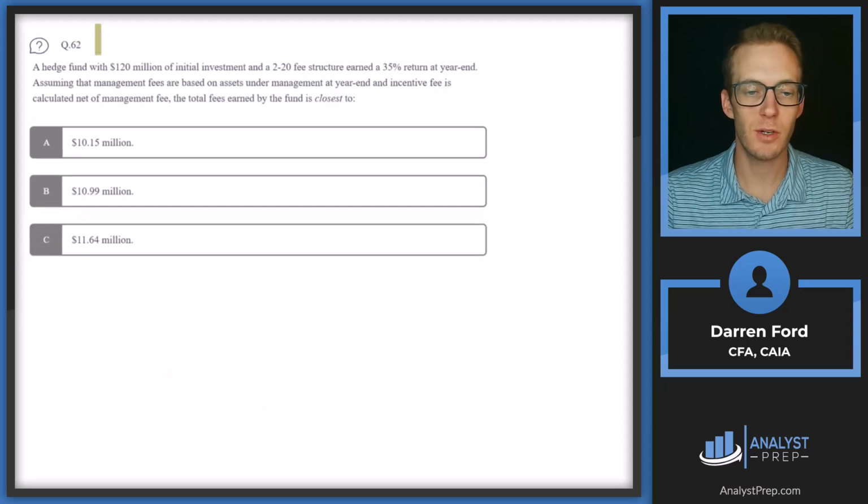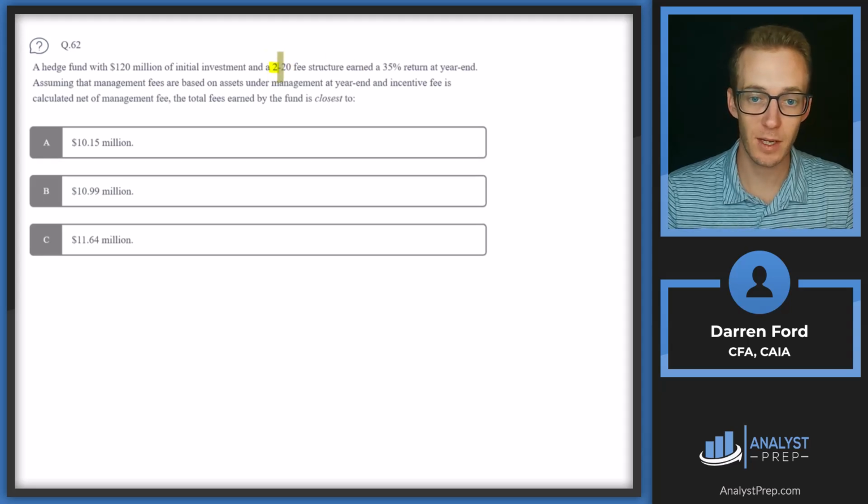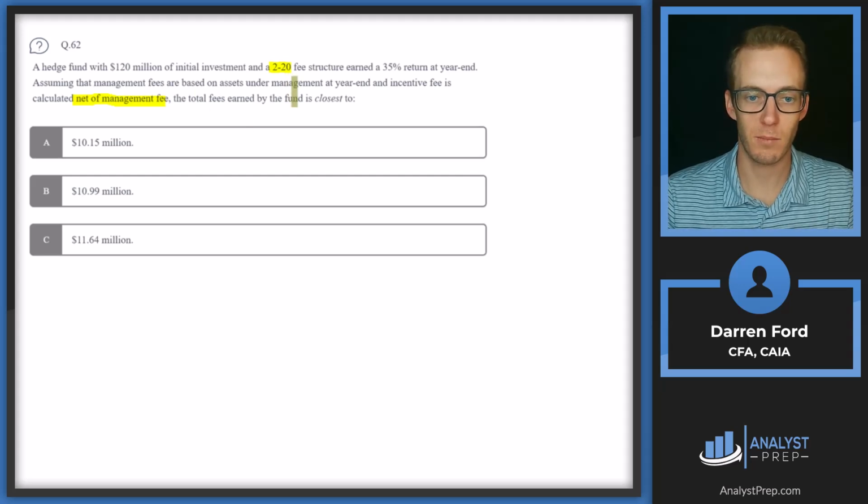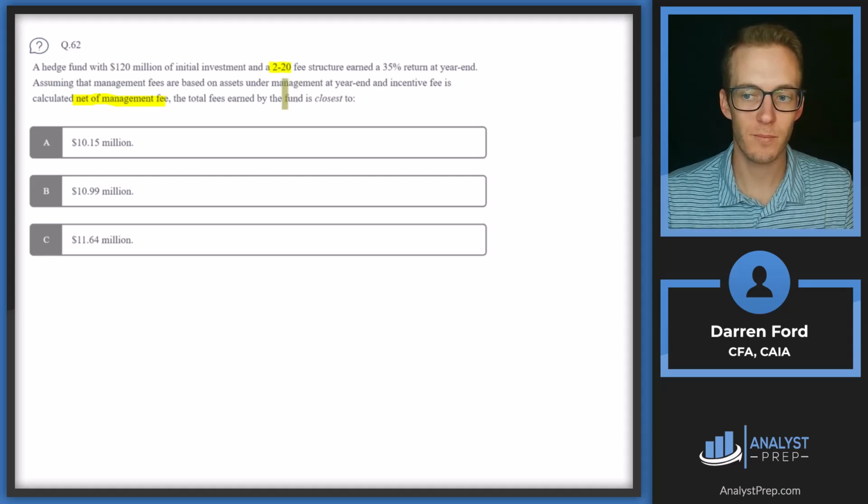Answer C. Question 62. A hedge fund with 120 million of initial investment and a 2 and 20 fee structure, 2 and 20 meaning 2% management fee, 20% incentive fee or performance fee, earned a 35% return at year end. Assuming that management fees are based on assets under management at year end and incentive fee is calculated net of management fee, meaning we're going to take out the management fee from our AUM and then calculate the incentive fee on the profits remaining, the total fees earned by the fund is closest to.